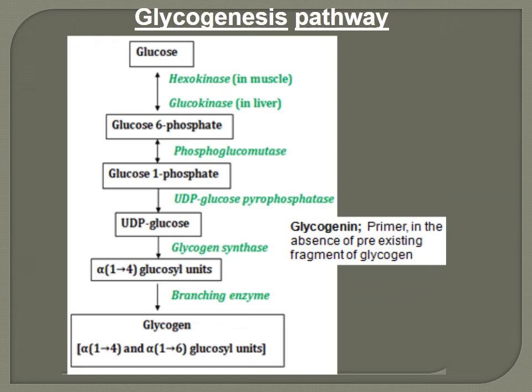And UDP-glucose starts transferring the glucose residue to the growing glycogen chain by the action of glycogen synthase. But this glycogen synthase requires a pre-existing fragment of glycogen. If it is not available, then the protein glycogenin can act as a primer and can form alpha-1,4 glycosidic linkage. Then comes the branching enzyme, which introduces the branch point at alpha-1,6 glycosidic bond. So this is how glycogen is synthesized in the liver and the muscle cells.